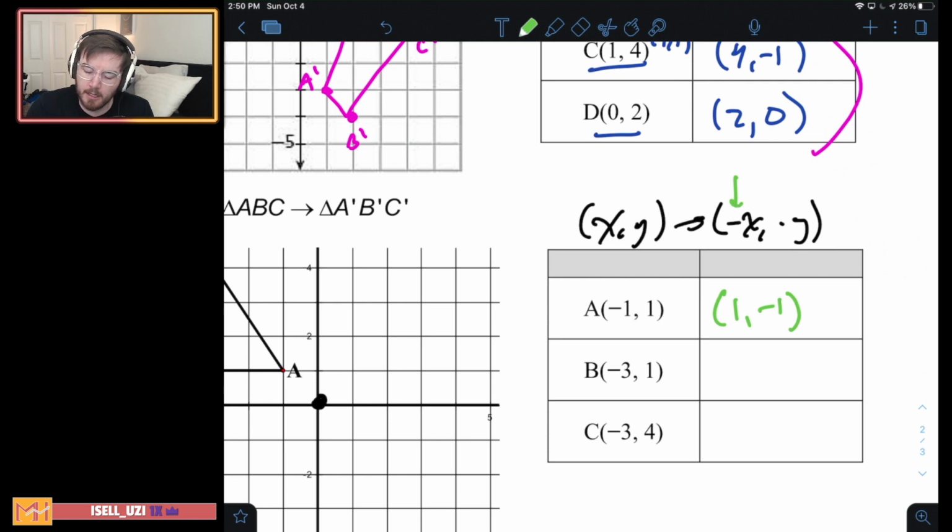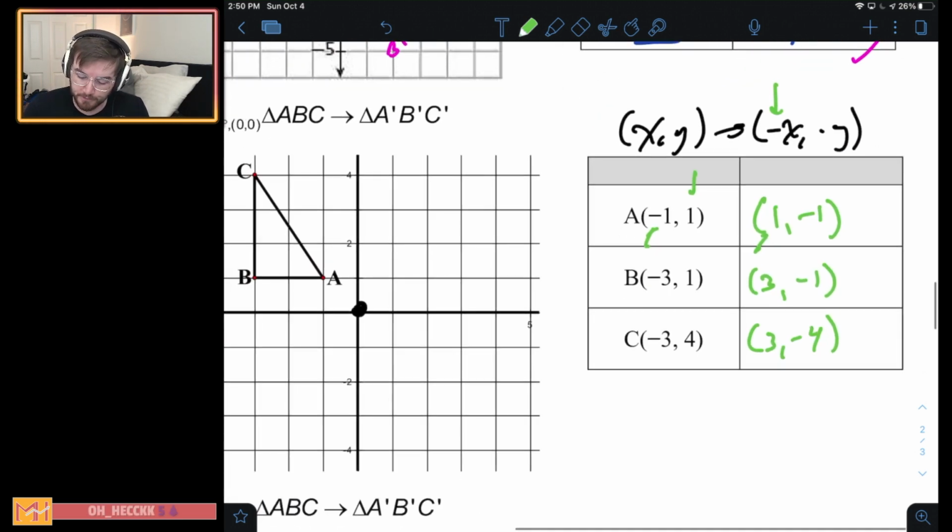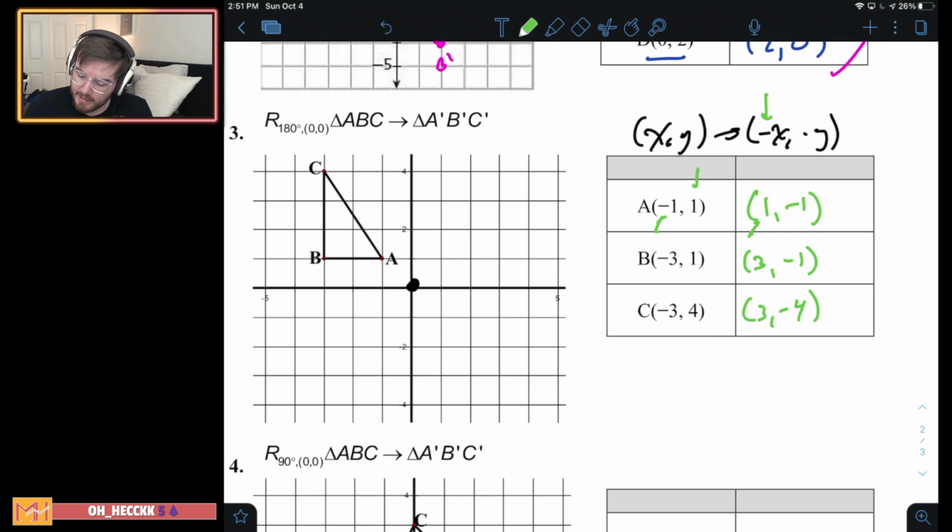Again, this doesn't just mean put a negative on it. That's not what that means. It means take the negative. So when you take the negative of a negative, it now becomes positive. And when you take the negative of the positive, well, it's going to go negative. So this is going to be positive 3, negative 1, positive 3, negative 4. I'm just following those rules, applying the rule, and let's see where it takes me. 1, negative 1, there's A prime. 3, negative 1, there's B prime.